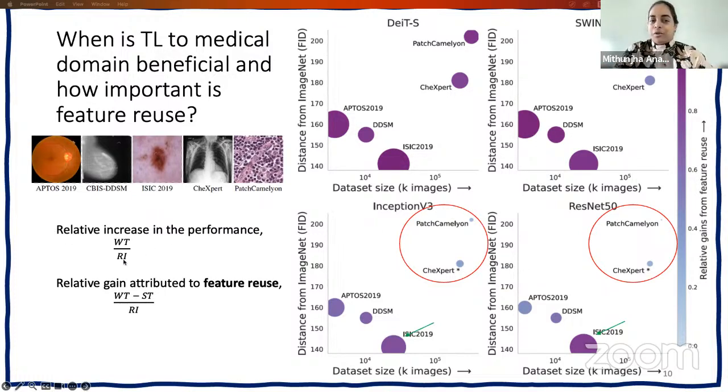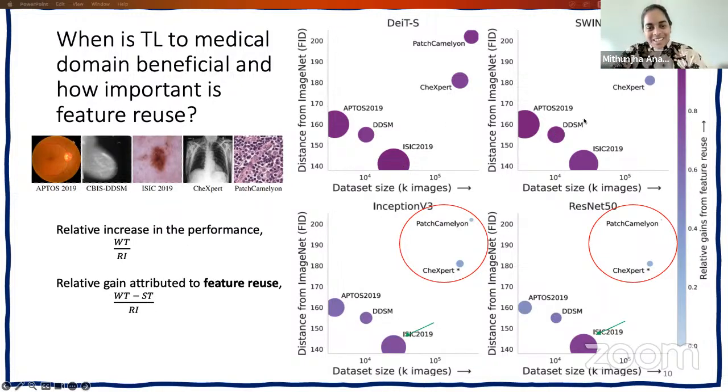The relative increase in performance is shown by the size. The color is different, but you can see from the y-axis the distance is always the same. Here it's always 160, 160, 160 and again 160. The location of these circles is always the same. The color and the size vary depending on the performance.